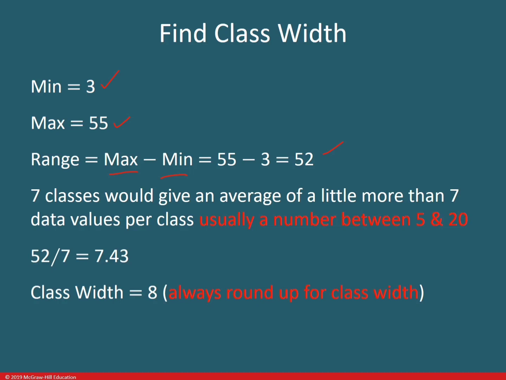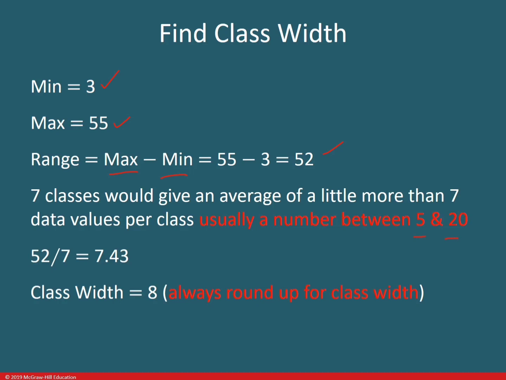7 classes would give an average of a little more than 7 data values per class. Let me explain what I'm talking about here. When I say you have to find the number of classes, sometimes the problem might tell you to create a frequency distribution table that has 6 classes or 5 classes or 7 classes or 8 classes. But sometimes it won't tell you how many classes, so you should estimate which number of classes to choose. Normally you would choose a number between 5 and 20.